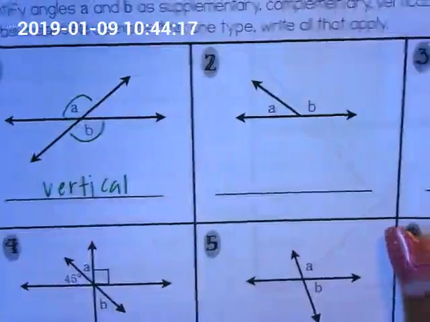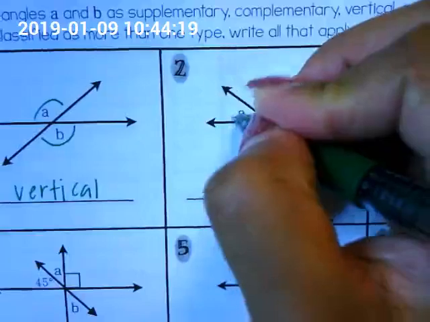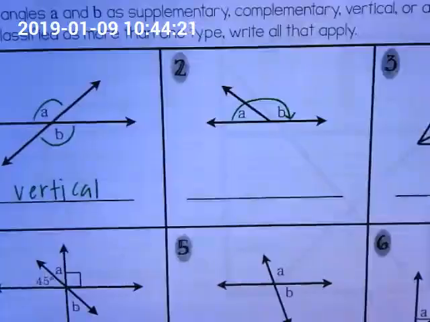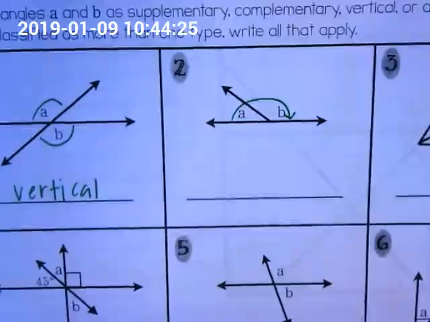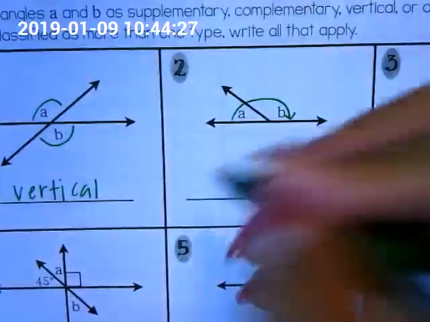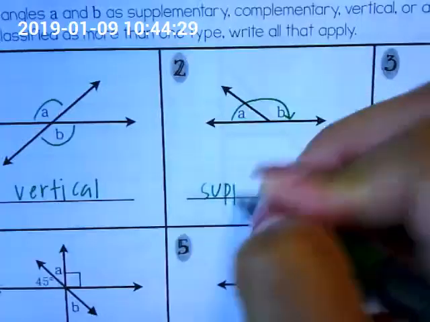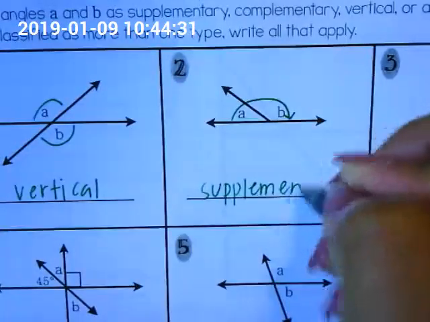All right? Number 2, this is where we would see a supplementary angle. We have one line with an intersecting ray. Those 2 angles come together to make a straight line. Therefore, they are supplementary.